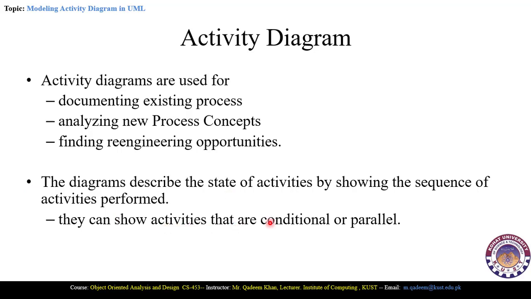Some activities can be conditional or parallel. Conditional activities are those activities which depend on a certain condition. If that condition is satisfied, then the activity or the set of activities will be performed. And if that condition is not satisfied, then the other activities or set of activities will be executed. Or it can be parallel. Parallel means all these activities are performed in a parallel sequence, meaning that all these activities are performed at once in one particular unit of time. So these are called the parallel activities. So it can be either conditional or parallel.